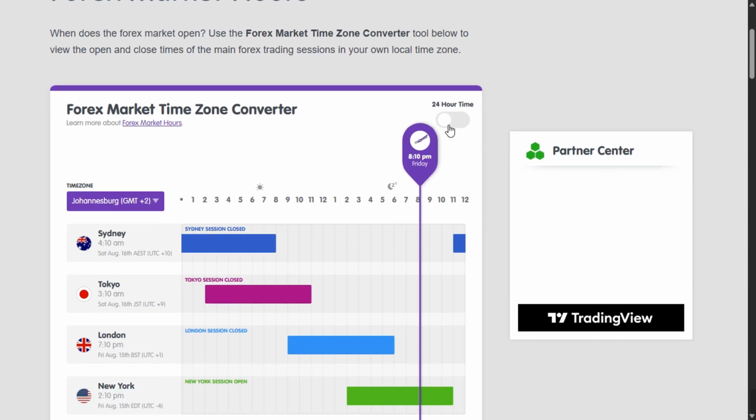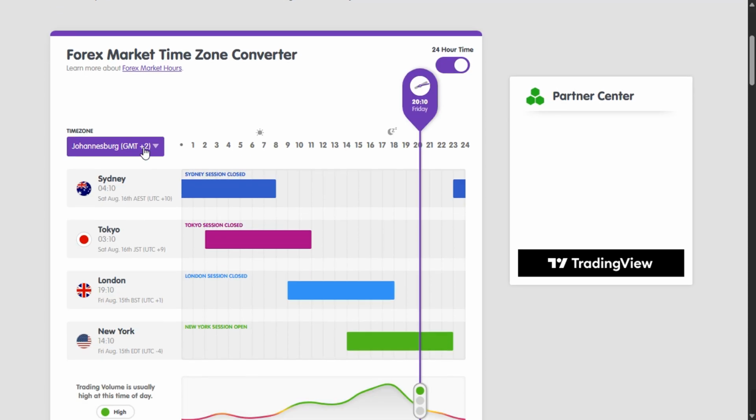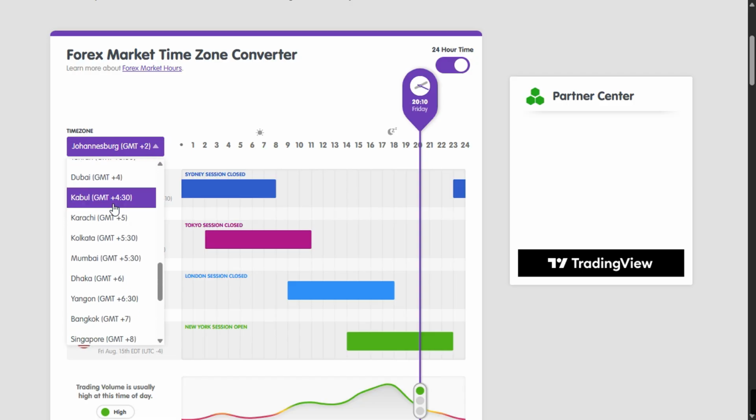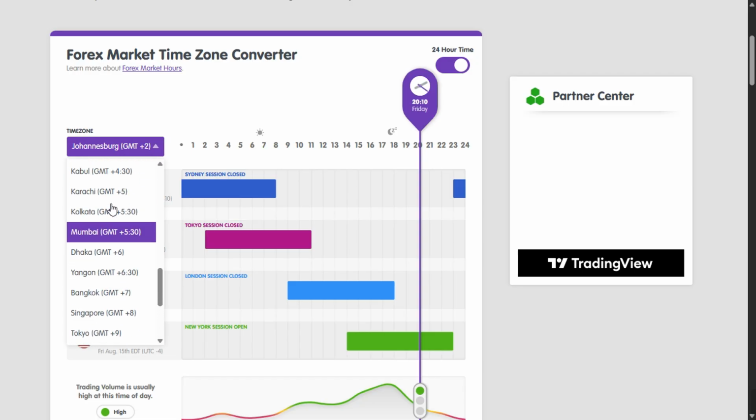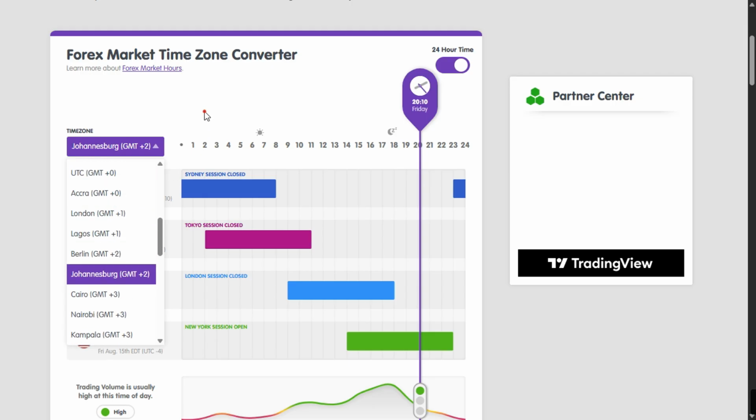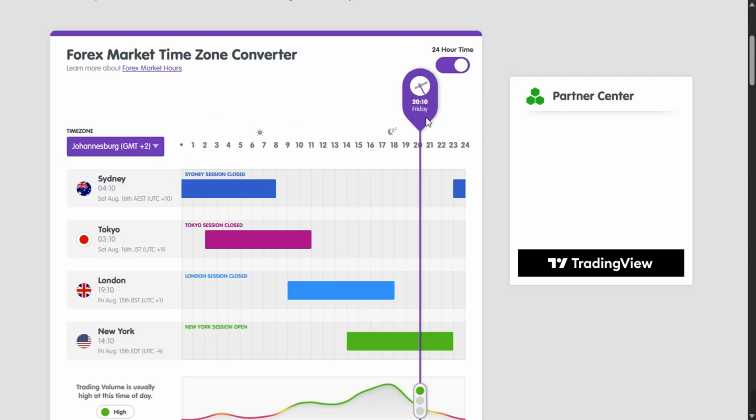Now, make sure to switch it to 24-hour time, so it's easier to read. On my screen right now, the time is about 8 p.m., and my time zone is set to Johannesburg, GMT+2. You can click on the time zone setting and adjust it so it matches your own local time. That way, all the sessions will line up for you perfectly.